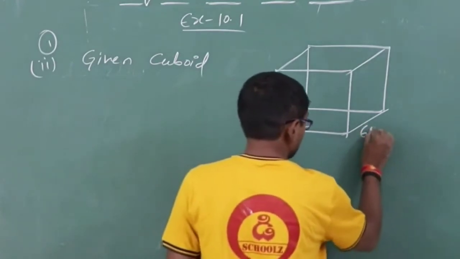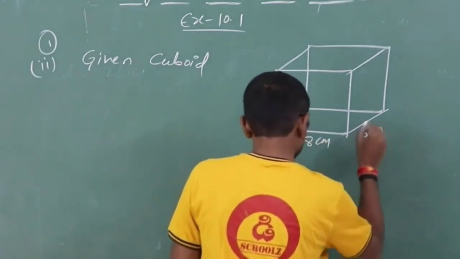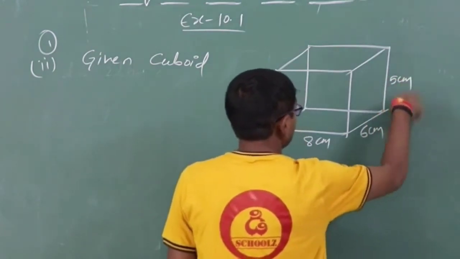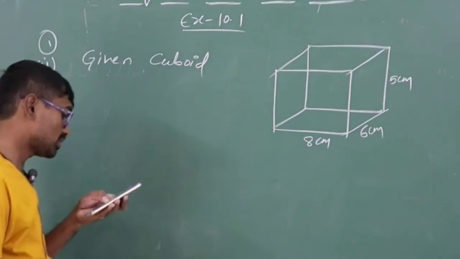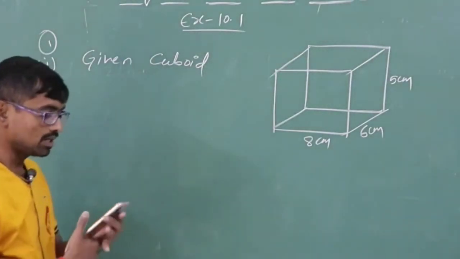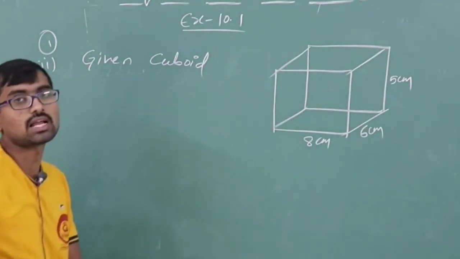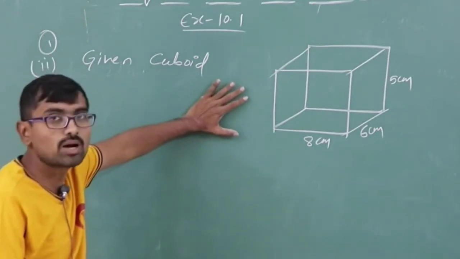Here the given dimensions are 6 centimeter, 8 centimeter, 5 centimeter. What is asked? Find the lateral surface area, total surface area and volume. Okay, we have to find the lateral surface area, total surface area and volume for this cuboid. Is this a cuboid? Yes, absolutely.